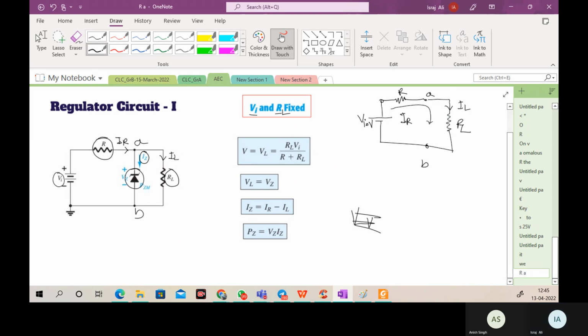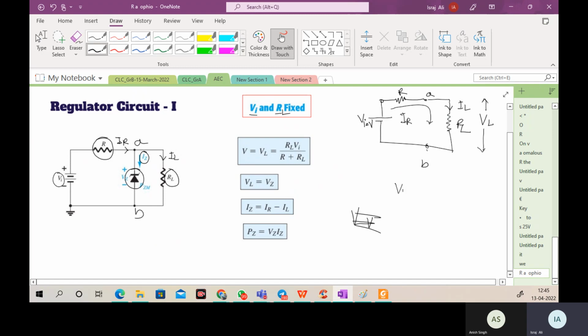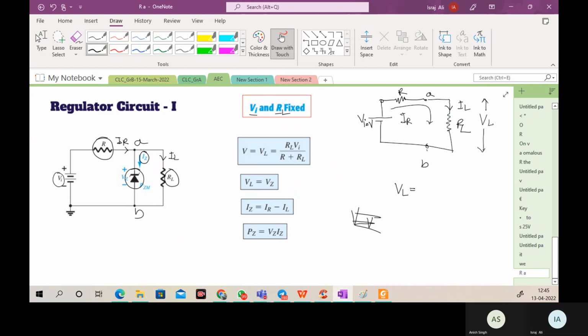Got that point? Now analyze this circuit. We need to find the voltage across A and B, or across this resistance RL. So what voltage will we get? We will get VL. So what will be the VL value? Can you please tell me what the VL value will be over here? How can we get the VL value? Voltage division rule, or we can analyze the circuit in a very simple way. So we will get that.